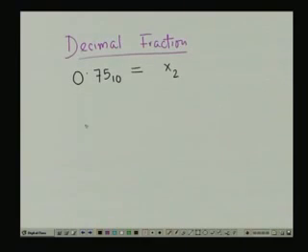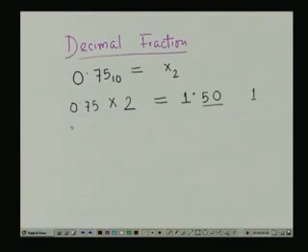Here the rule is multiplication by the base. Here the base value is 2. So, what will I be doing? 0.75 into 2. What will be the result? So, 1.5, that is 1 and 0.50. So, my integer is 1 and the fraction is 0.50. So, 0.50 again into 2. I know that this will be 1.00. So, again the integer value is 1, and we will stop because my fraction becomes 0.